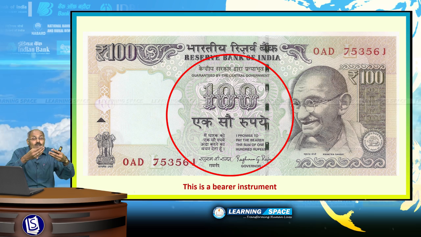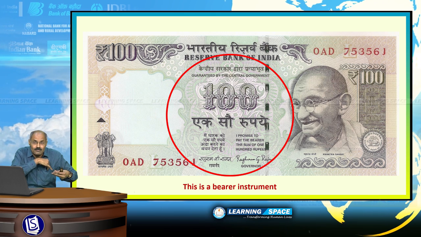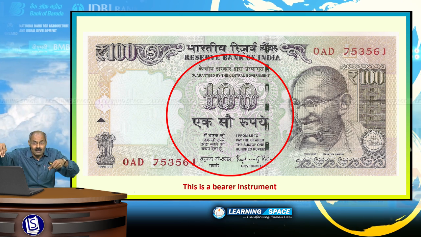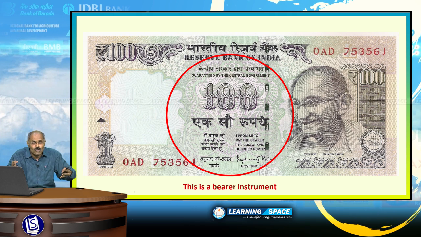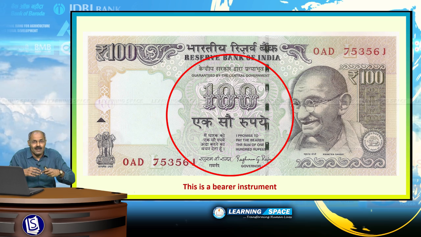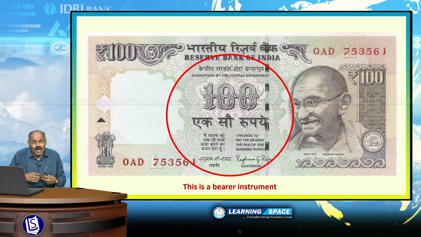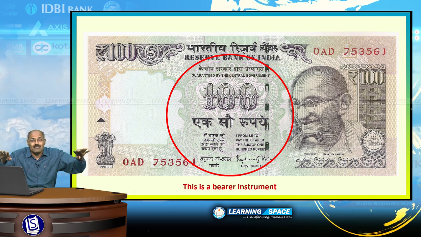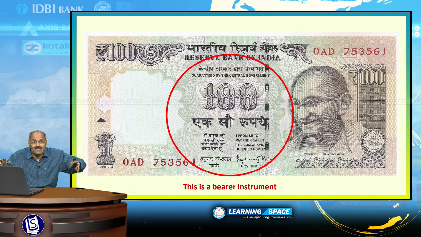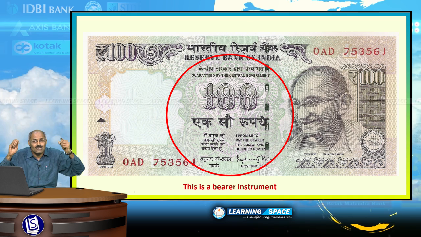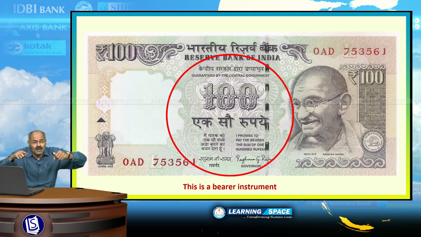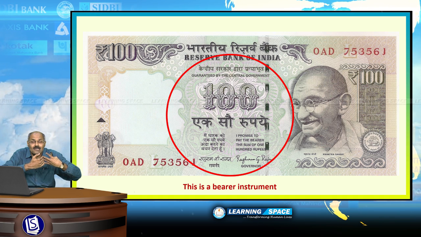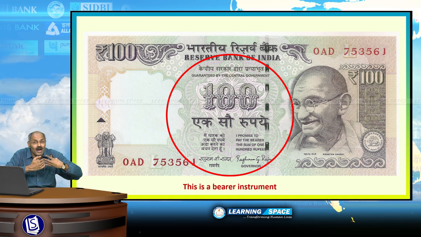If the currency note is with me, I am the owner. If this currency note is with you, you are the owner. That's why these are called bearer instruments. Bearer instruments are the instruments where anyone can get their value and no name is mentioned. They are not person based. The owner will be whoever holds those bearer instruments. They are not given by name.